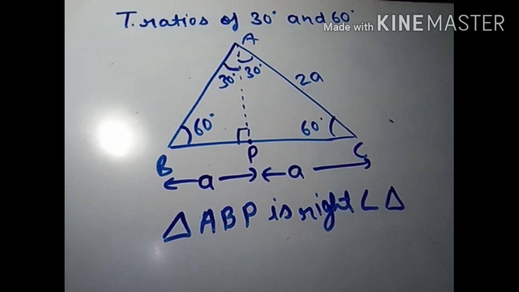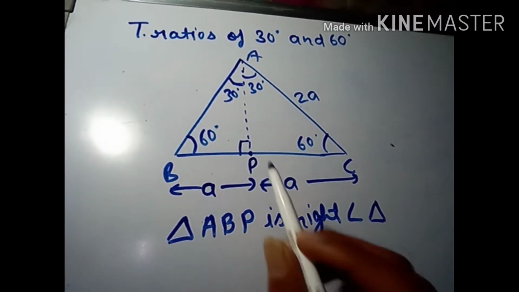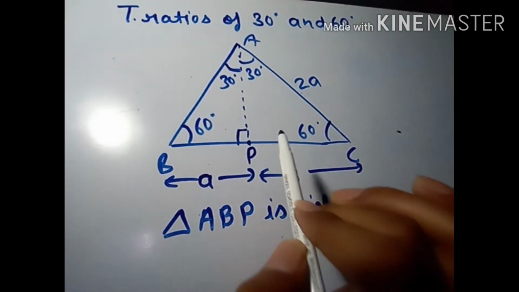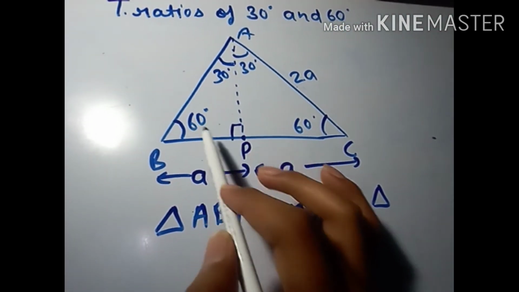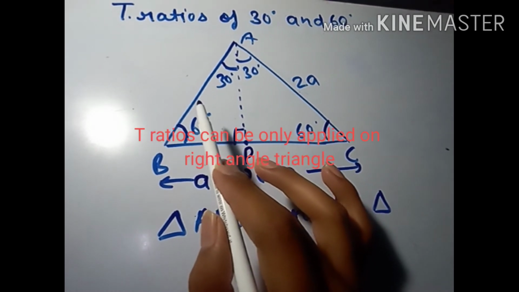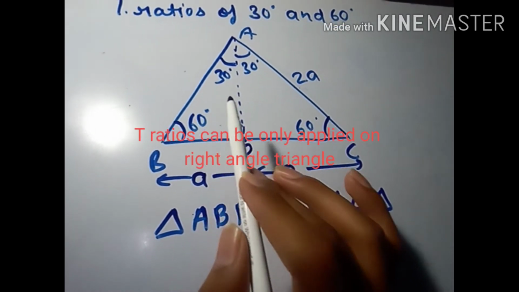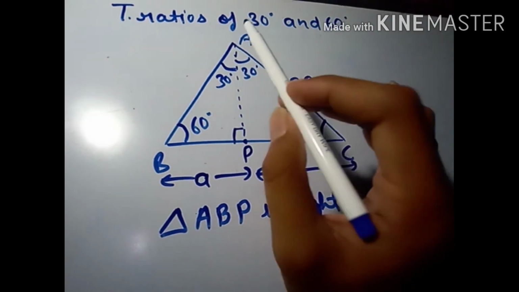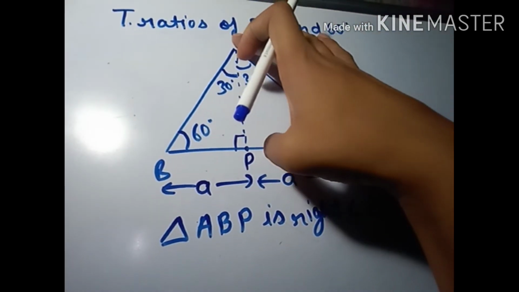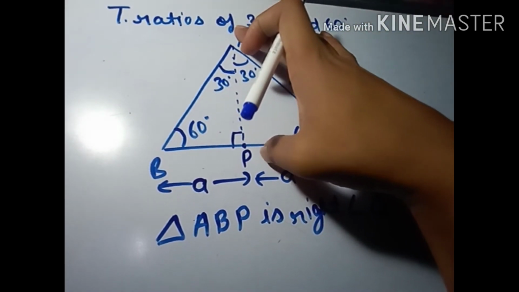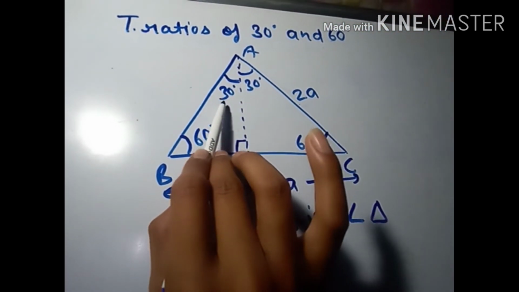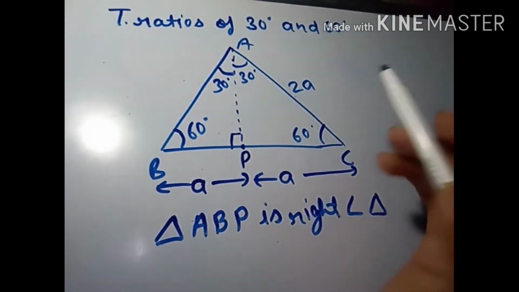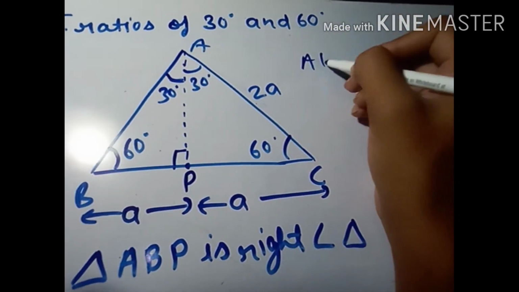Now what next? As ABP becomes a right angle triangle, now we are able to apply the ratios. Which ratios? Trigonometric ratios. Understand? But before that, let us calculate the length of AP so that we can have the base length when we take the 30 degree angle. So for this, let us apply the Pythagoras theorem.